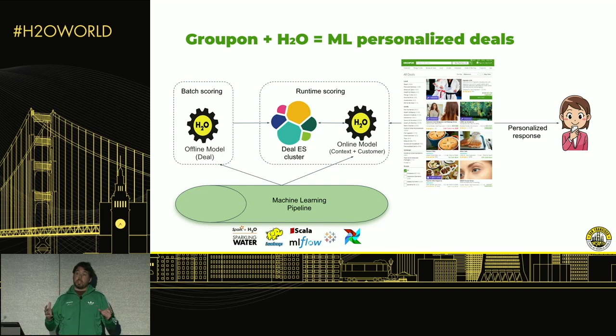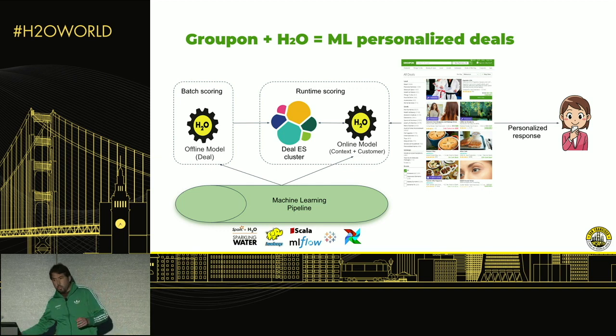In batch scoring, we're using very complex models, very complex features. Those are deal intrinsic. We're only thinking about the deal at this moment. We're not applying context. We're not applying personalization. We're thinking about what the quality of the deal is, what makes that deal good. And we score it offline. And we put that information back into the Elasticsearch cluster. So for each deal, we have a score saying, this is the quality of this deal.